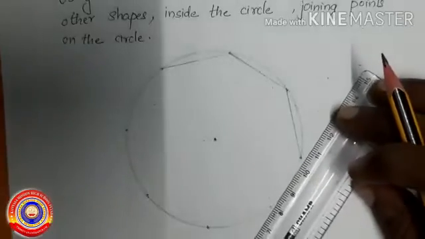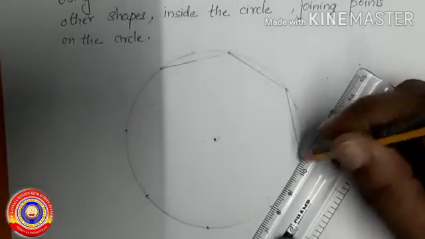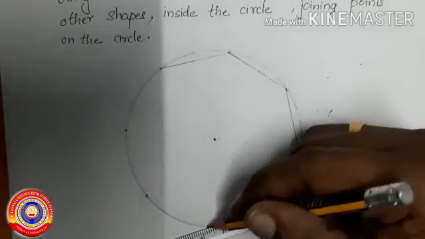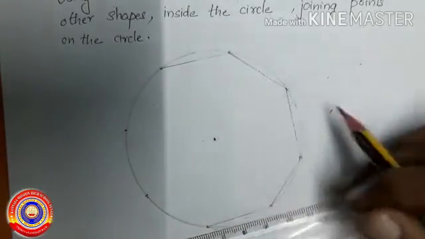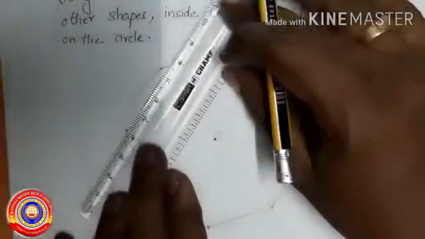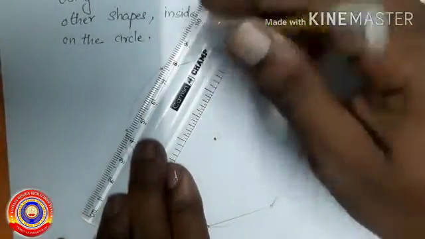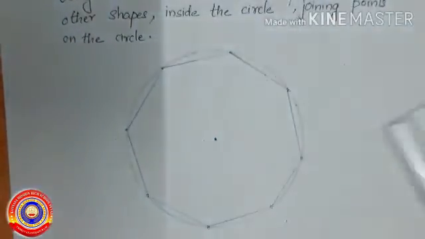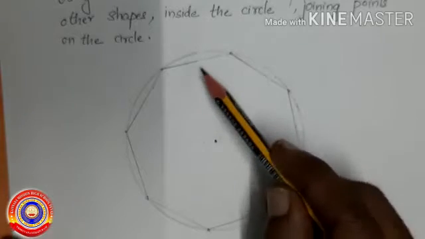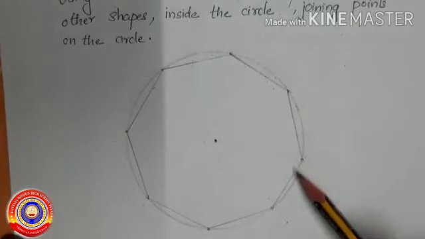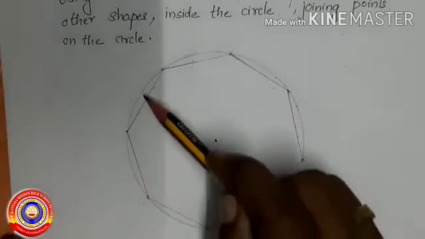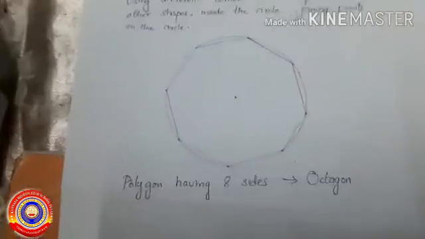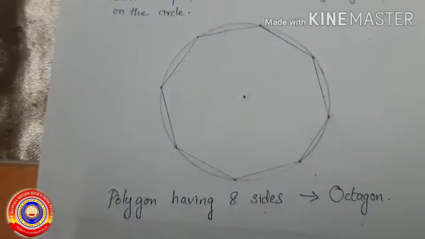Now repeat and complete this process. Now we have completed joining these points. Now we got a polygon. How many sides are there? 1, 2, 3, 4, 5, 6, 7 and 8. Name the polygon having 8 sides. Yes, it is an octagon.